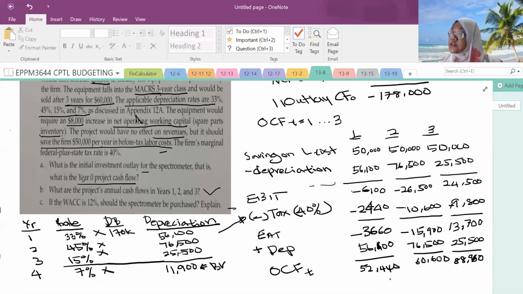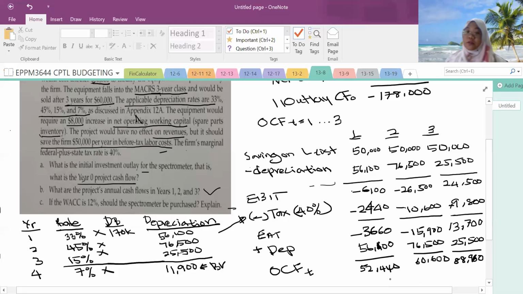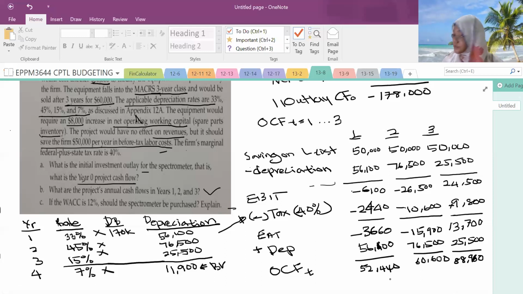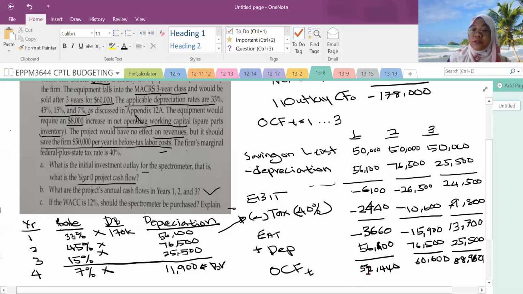Let me just recalculate. Negative 3660 plus 364, 56. Okay, so there's a minor mistake here. Yeah, it should be 7 here.